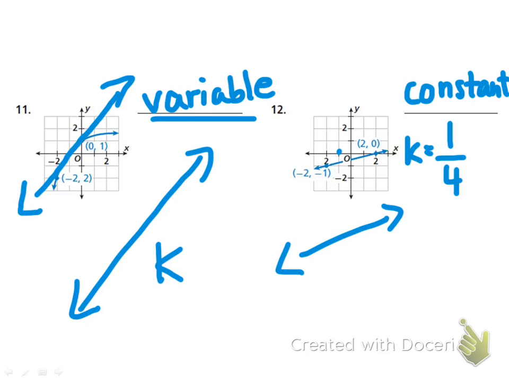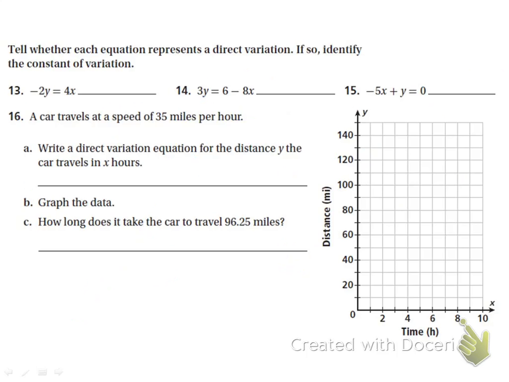Okay, moving on. Number 13. We need to tell whether each equation represents a direct variation. If so, what's the constant? So we're going to do number 13, and we have to move the -2. We can't have something in front of the y. So my constant here is 4 divided by -2 is -2. So my constant is -2. So yes would be my answer, -2.